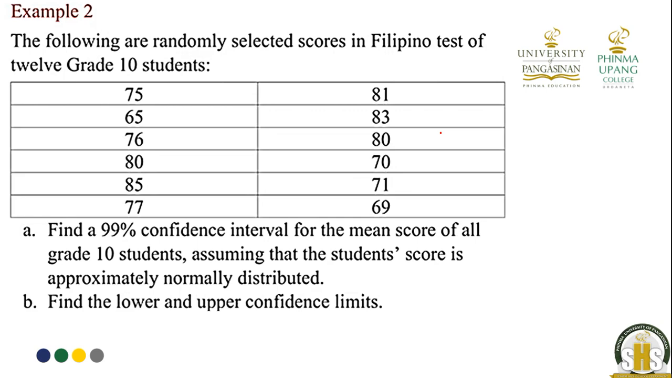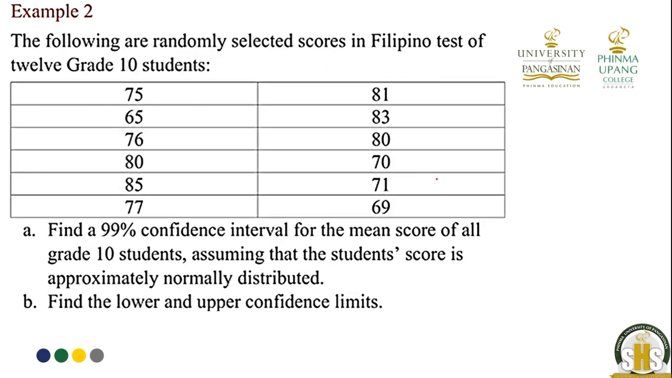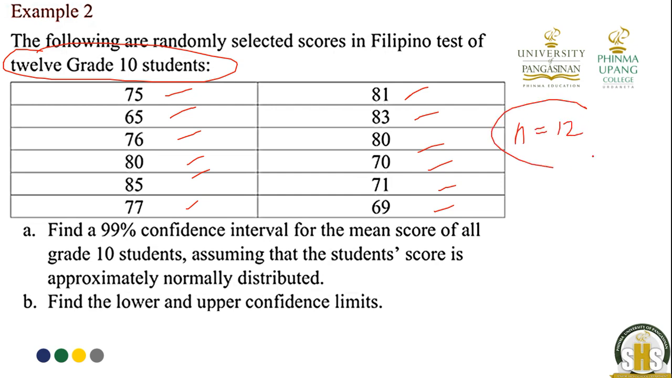Okay. Next. The following are randomly selected scores in a Filipino test of grade 10 students. Twelve po yung binanggit doon. 1, 2, 3, 4, 5, 6, 7, 8, 9, 10, 11, 12. Ibig sabihin your n is 12. So we're going to find the 99% confidence interval for the mean score of all grade 10 students, and we're going to find the lower limit and upper limit.